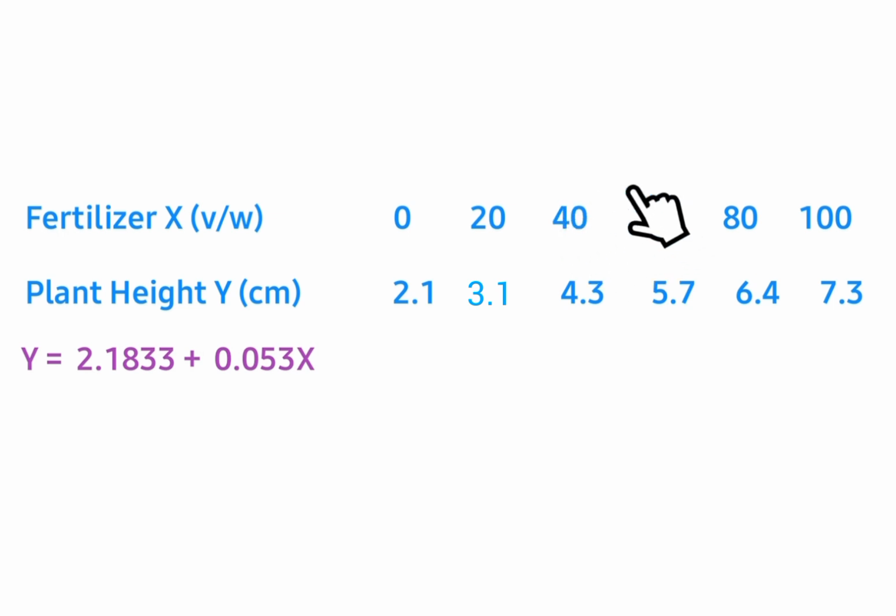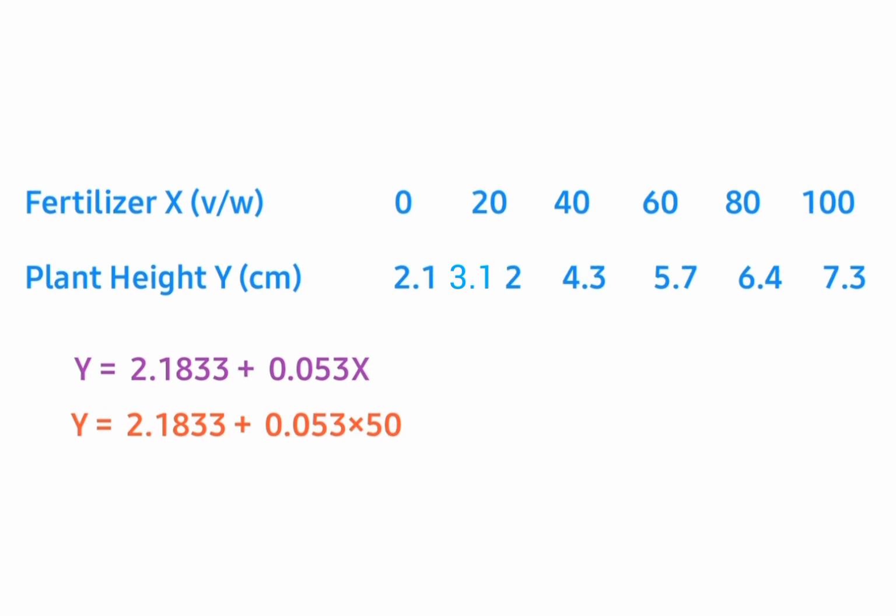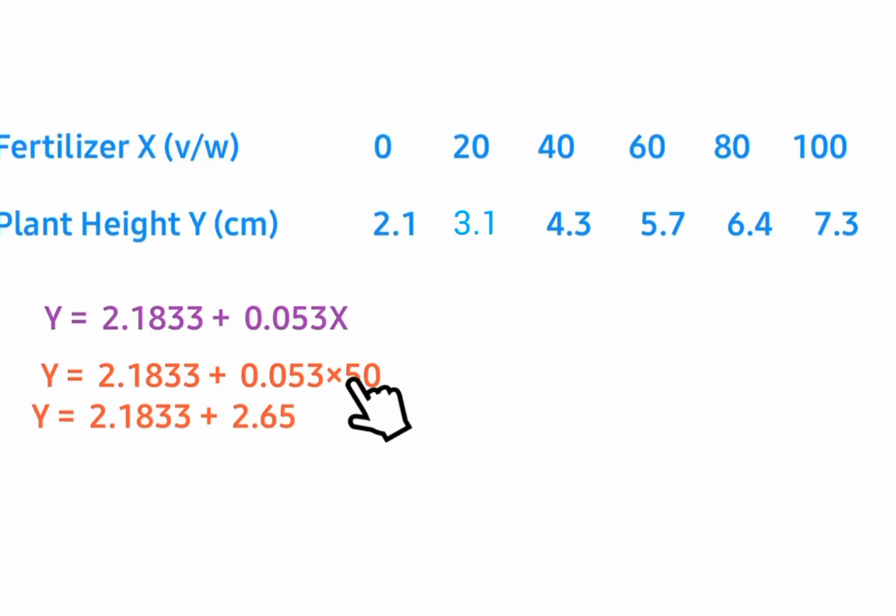The last step is to take the two middle values of x. The two middle values of x on our table are 40 and 60. 40 plus 60 gives us 100. We divide 100 by 2, which gives 50. So we'll have this as the mean value of x. We substitute this into the equation of line of best fit. y equals 2.1833 plus 0.053 times 50, which gives 2.65. And so the predicted y is 2.1833 plus 2.65, which is 4.8333.